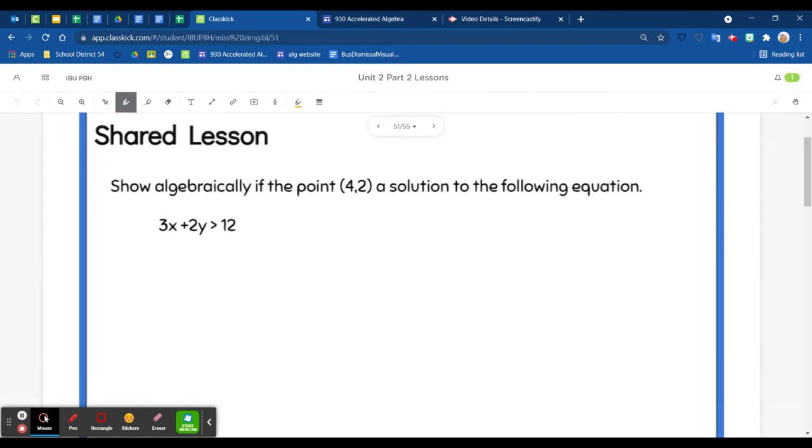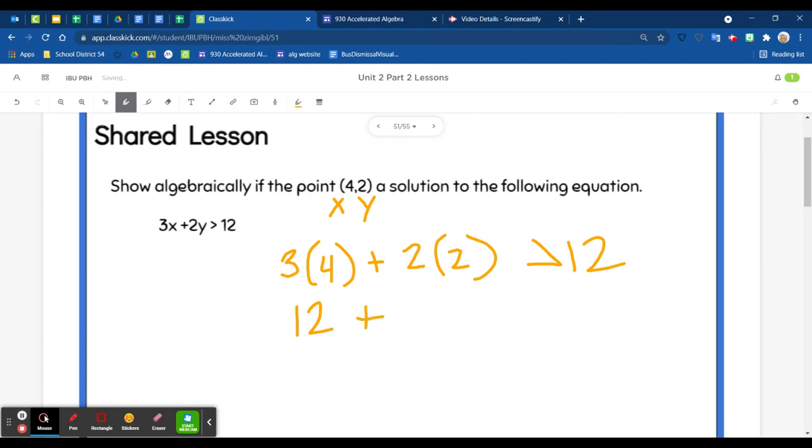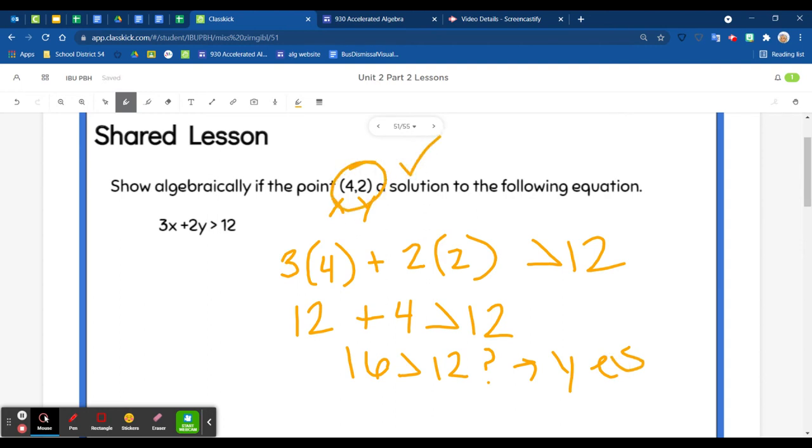We're going to work on showing algebraically if the points are a solution for the equation. So we're going to do this just like we did in our warm-up. We're going to substitute in our x and y, and we're going to decide if they make a true statement. So in this equation, I would do 3 times 4 plus 2 times 2 and decide if that's going to be greater than 12. 3 times 4 is 12. 2 times 2 is 4. Is 12 plus 4, 16, greater than 12? Yes, it is. So yes, this is a solution. It does check out.